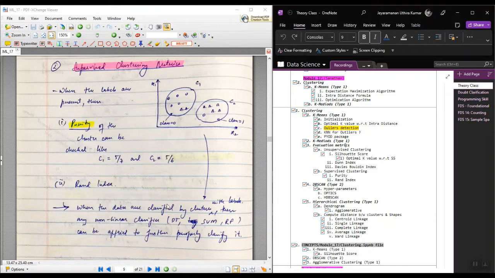Another way to find the accuracy of a supervised clustering algorithm is, after having this clustered data, to pass the clustered data set to other nonlinear classifiers like a decision tree, SVM, random forest, or AdaBoost or XGBoost. We can pass it through those and find out how perfectly it has been classified. Okay.